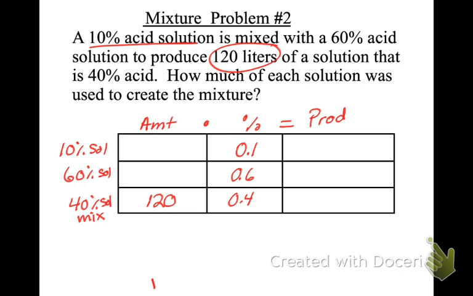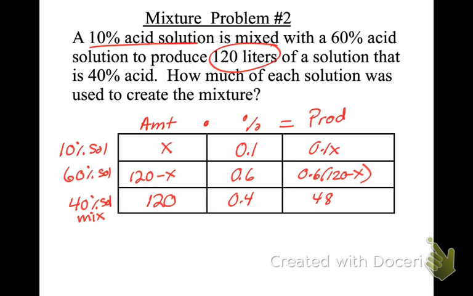Do we know how much of the 10%? No. So we call it X. And what with the 60%? How much do we have of the 60%? 120 minus X. Good. Multiply across. Okay, and then I'm just going to multiply this out. That's 4 times 12 is 48. 480, but there's one decimal, so it's 48.